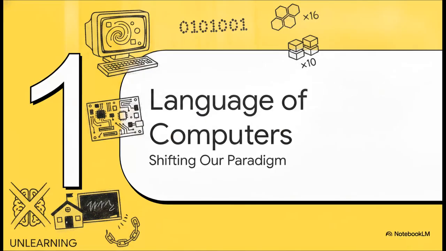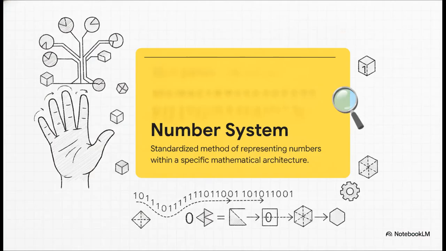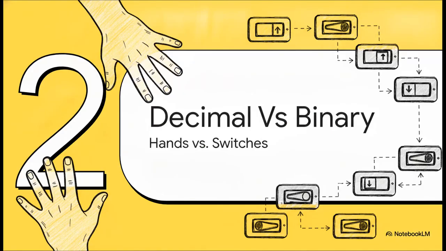All right, let's dive into Section 1, the language of computers, and shifting our paradigm. Let's lay down a quick definition to start. A number system is simply a standardized method of representing numbers within a specific mathematical architecture or framework. And notice I said the word framework. Our traditional way of counting, 0 to 9, feels like this absolute universal truth, but it's really just one arbitrary system. It's a framework heavily based on human biology, but mathematically speaking, it is certainly not the only way to build a number system.